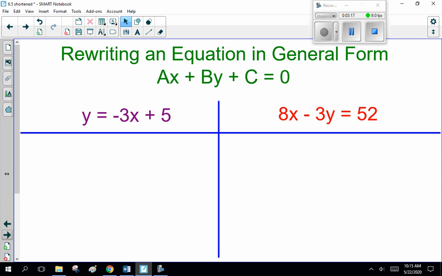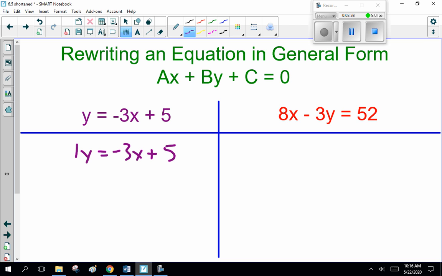Anyway, writing it in general form, this is what I want you to be able to do: rewrite it as ax plus by plus c is equal to 0. Let's look at this one. y equals minus 3x plus 5. 1y equals minus 3x plus 5. How do I rewrite that so it equals 0? I'd add 3x to both sides, and I'd subtract 5 from both sides. So I got 3x plus 1y minus 5 equals 0.